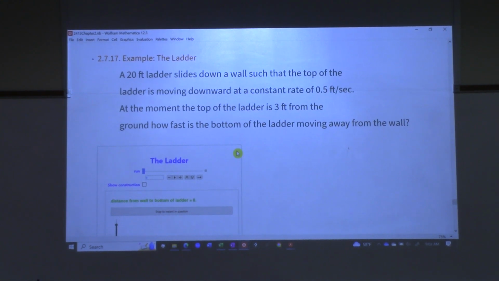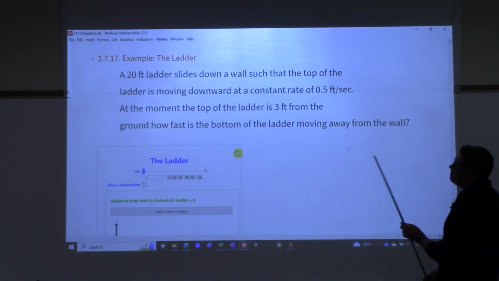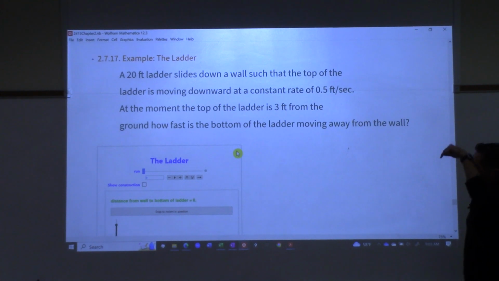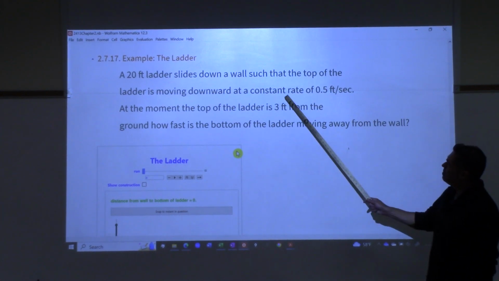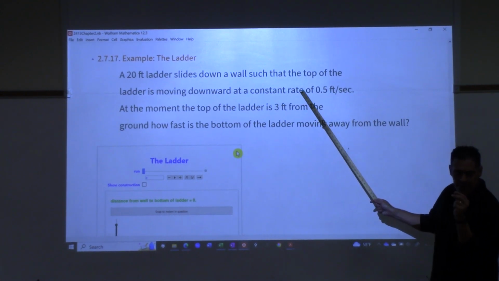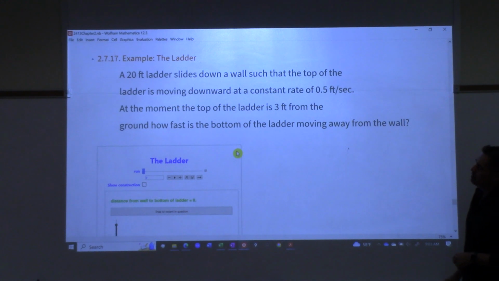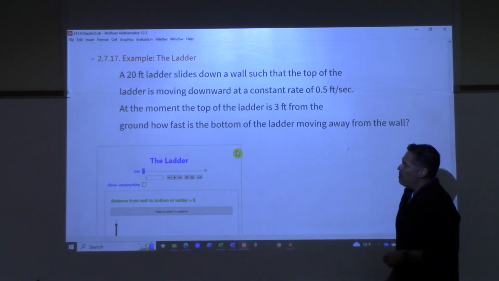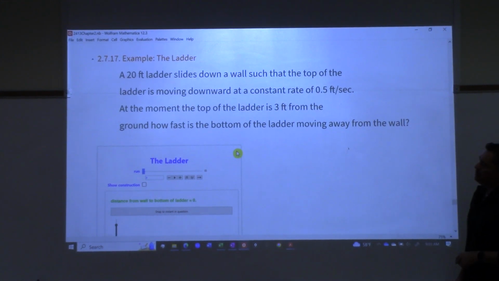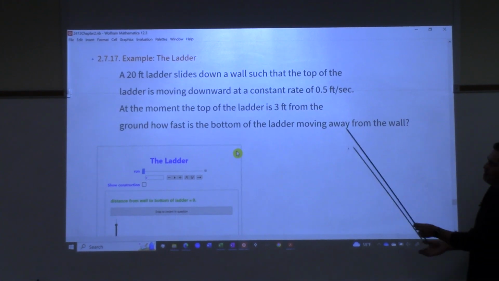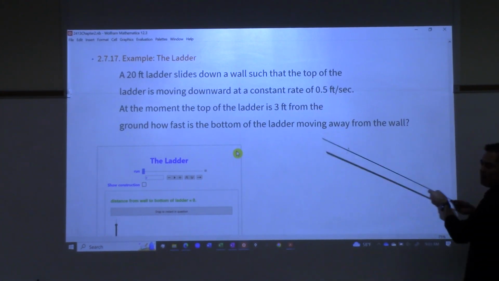So it says here that this 20-foot ladder slides down a wall such that the top of the ladder is moving downward at a constant rate. Rate means derivative. Okay, rate is a speed. Rate of 0.5 feet per second. At the moment the top of the ladder is 3 feet from the ground, how fast is the bottom of the ladder moving away from the wall?